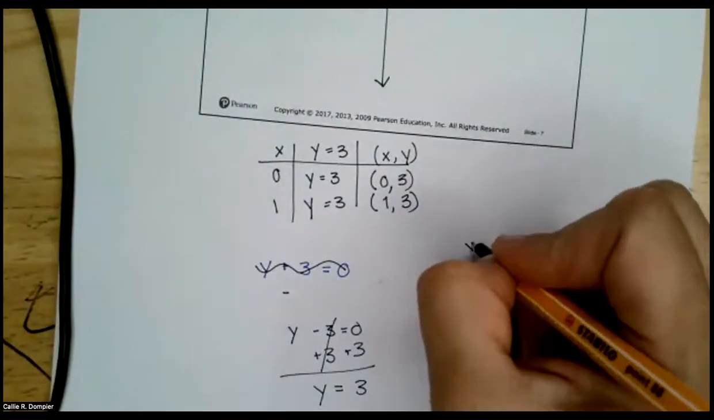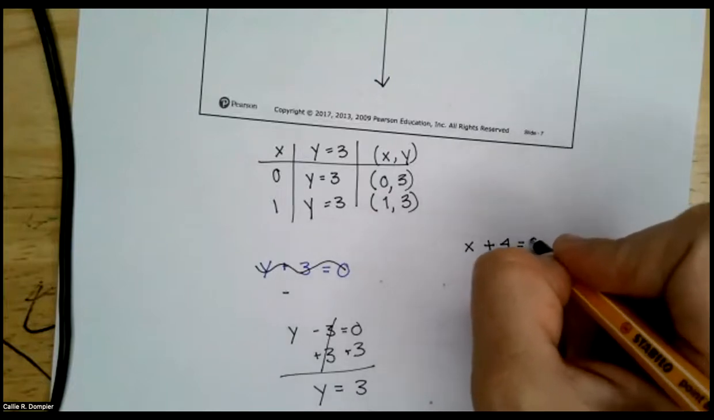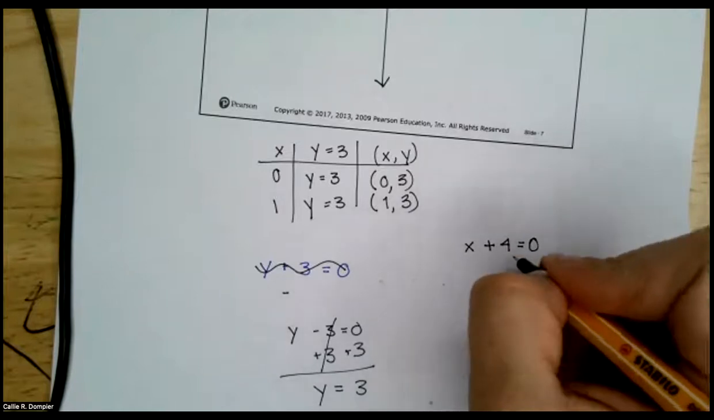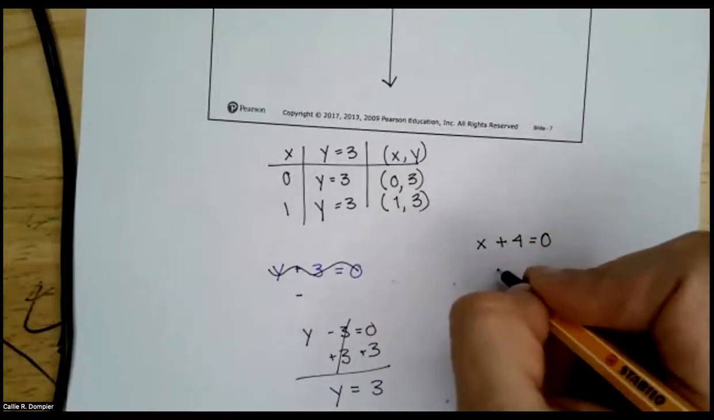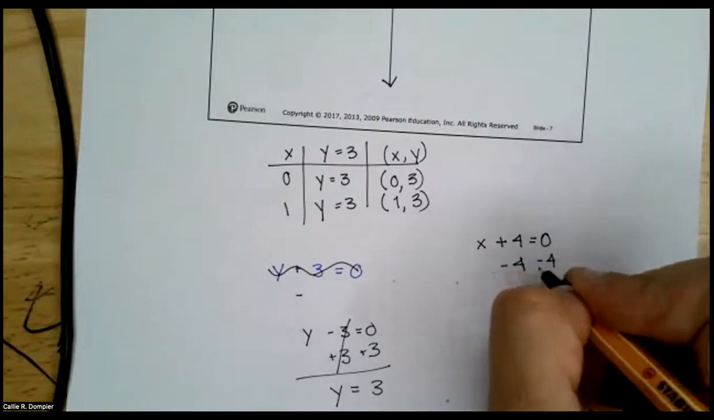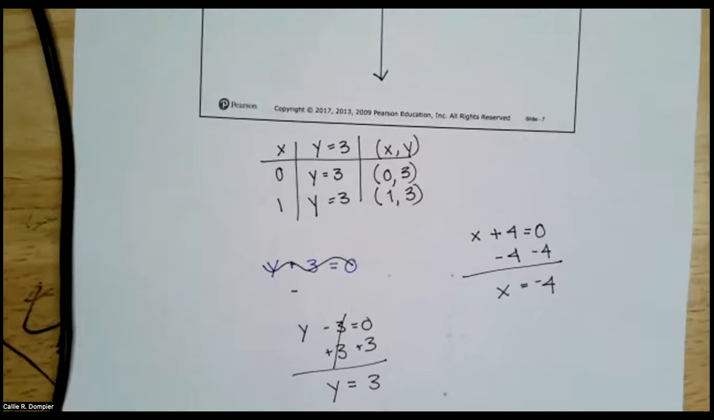So if you have something like x plus 4 equals 0, just solve for x. Solve for whatever, solve for y, but if you don't have a y, you can solve for x. So I'll subtract 4, x equals -4, and then graph it. Okay.